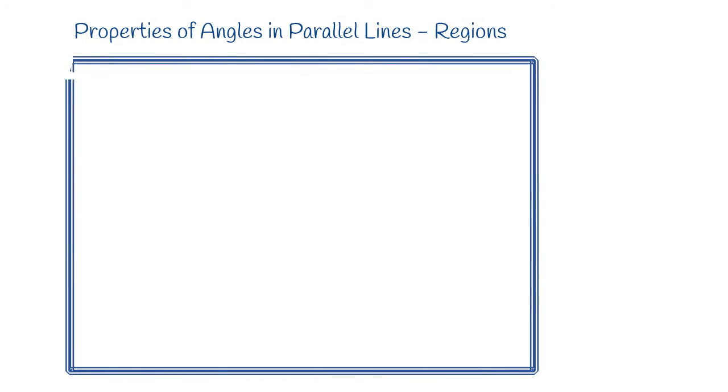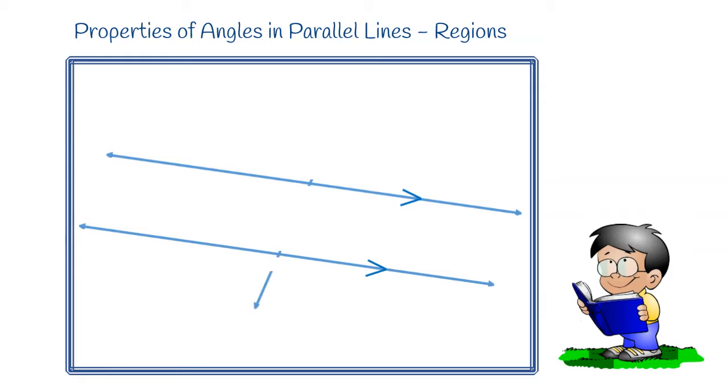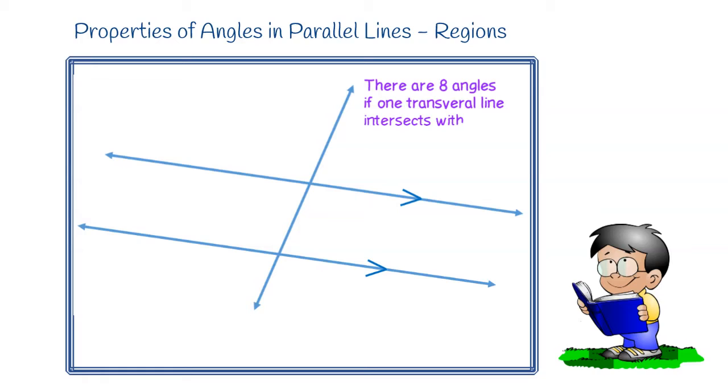The regions. There are 8 angles if one transversal line intersects with one pair of parallel lines.